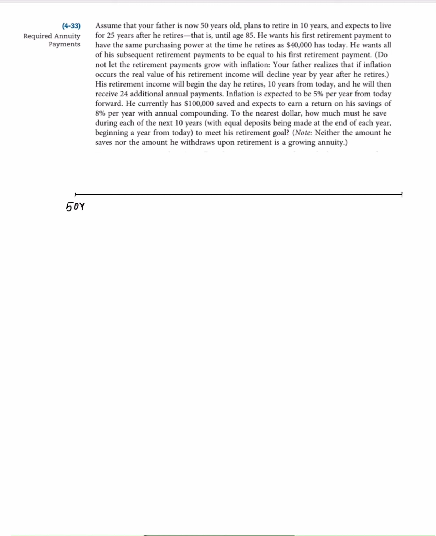He plans to retire in 10 years from now. So if he's 50 today and retires 10 years from now, that's going to be 60 years old. That means he's going to retire at the age of 60 and expect to live for 25 years after he retires. So if the retirement age is 60 and you add 25 to it, he will be getting those retirement funds until the age of 85.